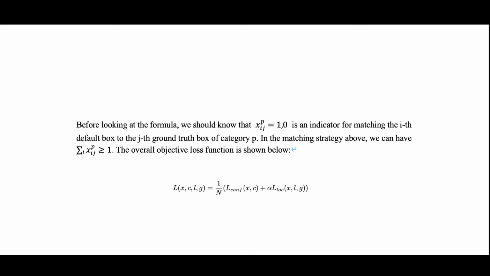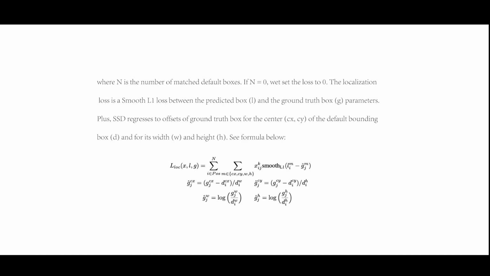The SSD training objective is to minimize the total loss, which is the weighted sum of the localization loss and the confidence loss. Before looking at the formula, we should know that there's an indicator for matching the i-th default box to the j-th ground truth box for category p. The overall objective function is shown below, where the capital N is the number of positive default boxes. If N is equal to 0, we set the loss to 0.